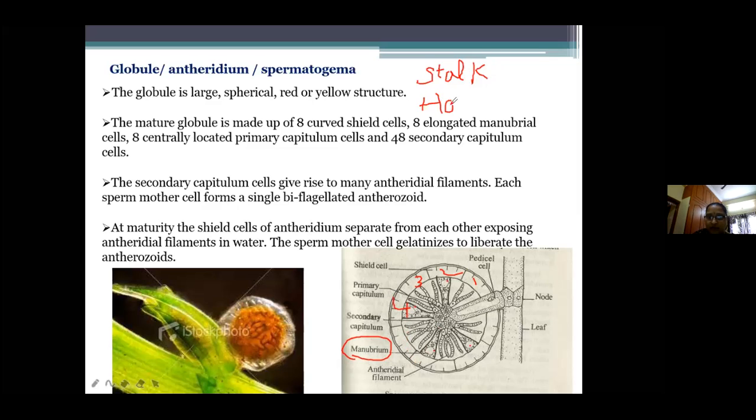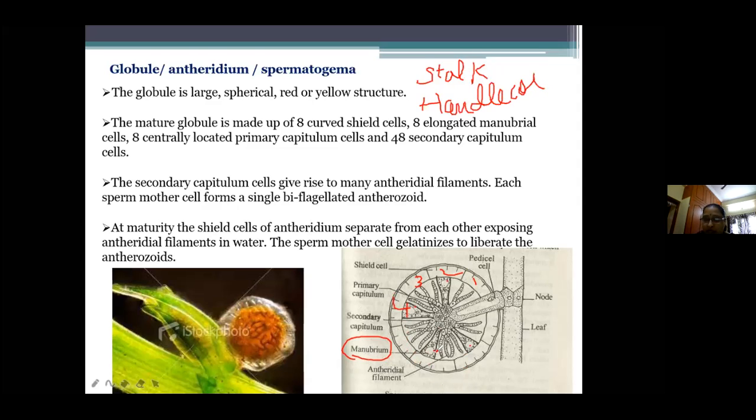Another name for manubrial cells is handle cells, H-A-N-D-L-E, handle. Both names, girls, are the same: handle cells. How many handle cells are there? 8 handle cells or 8 manubrial cells are present.